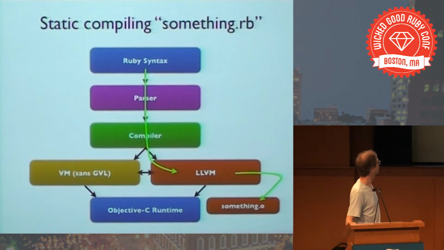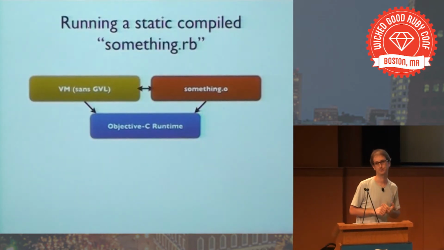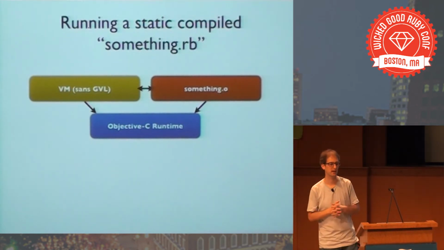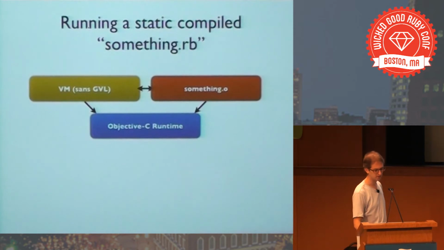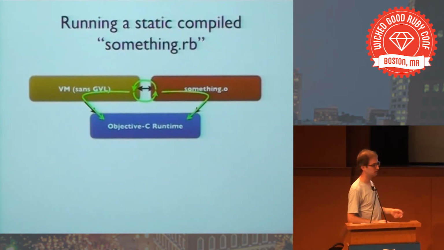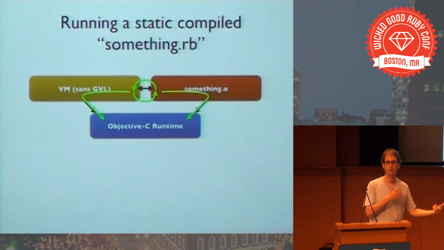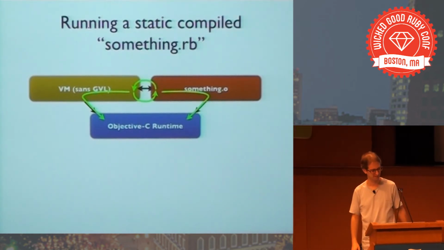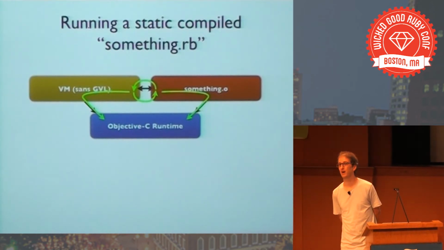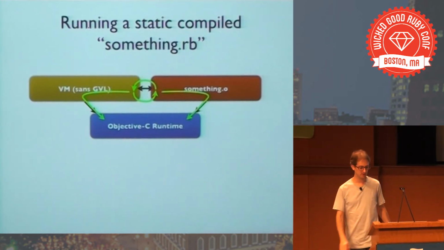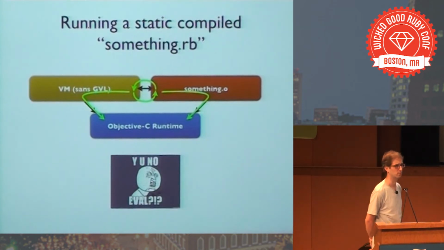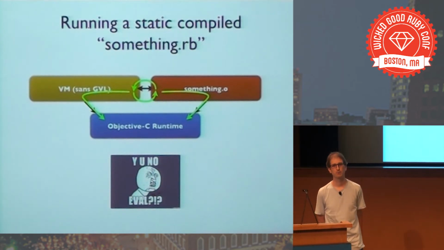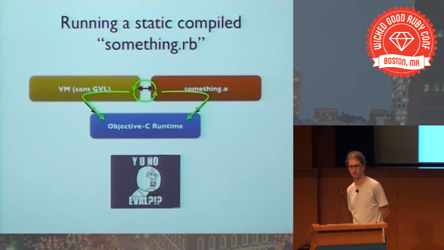Where things get really different, though, is when you actually go to run it. So when we actually link everything together and create that single static binary, what happens now is, again, that object file is going to interface with the RubyMotion runtime. Got to make sure I don't mix up MacRuby and RubyMotion. And they're both still built on top of the Objective-C runtime. But you notice what's missing, there's no more parser, there's no more compiler. So runtime evaluation of Ruby source is not possible.